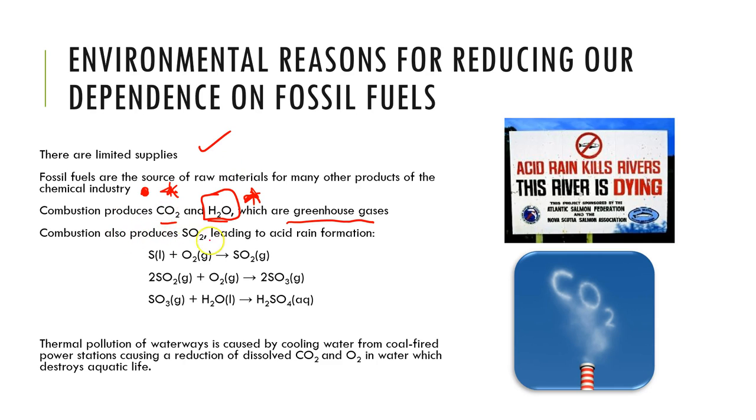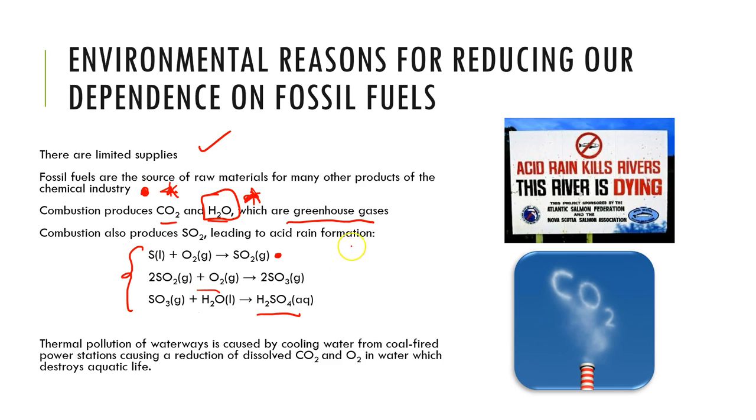The combustion of fossil fuels also produces SO2, which leads to acid rain formation in this sequence of reactions here. Sulfur reacts to form SO2, so this is often in the burning of sulfur, so in the combustion process first. Once SO2 is produced, it will further react with oxygen in the atmosphere, okay, producing SO3. SO3 is then soluble in water. It ionizes in the water, further reacting with water to produce sulfuric acid.